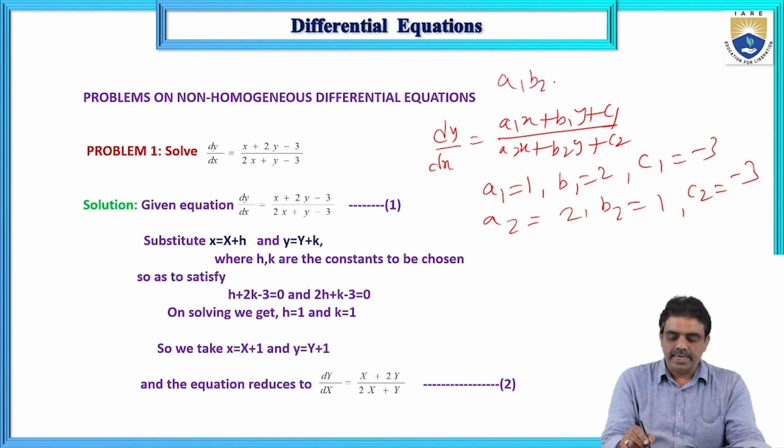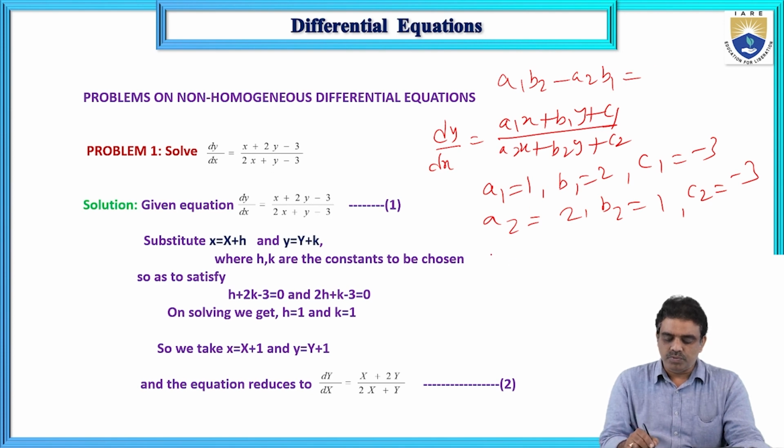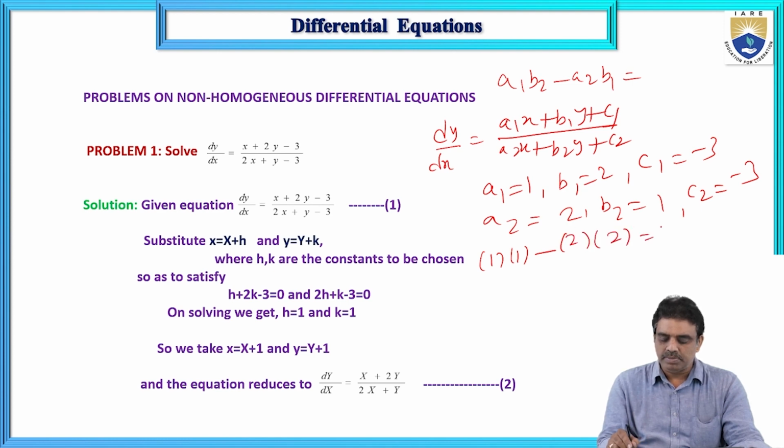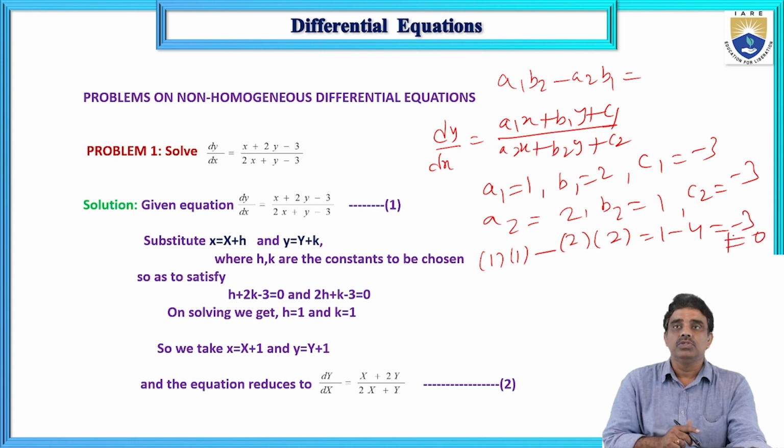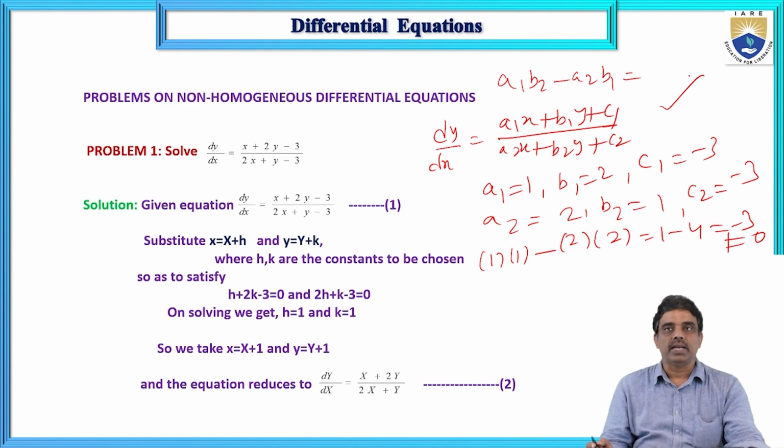So what is the condition? a1 b2 minus a2 b1. So what is the value? a1 b2 is 1 into 1, minus a2 b1 is 2 into 2. That means 1 minus 4. This is minus 3, which is not equal to 0. That means this comes under case number 1.